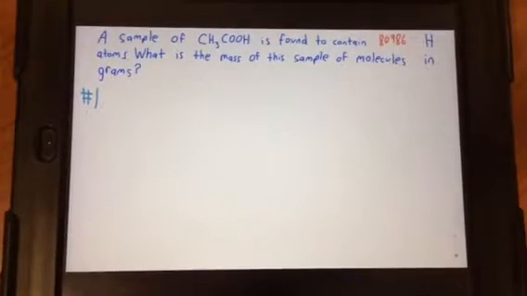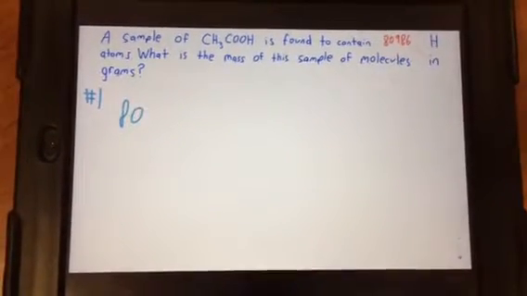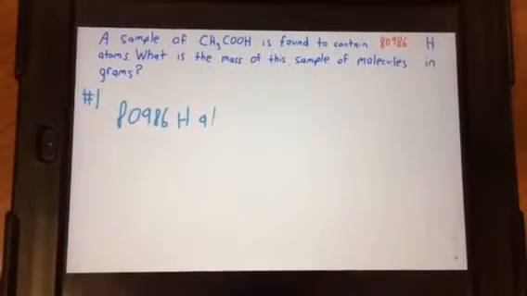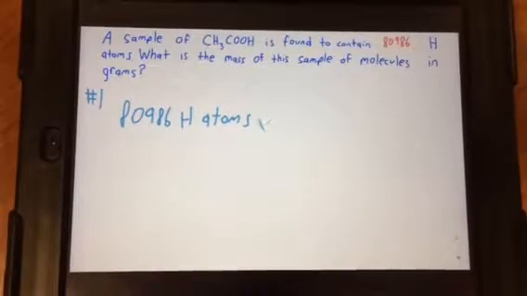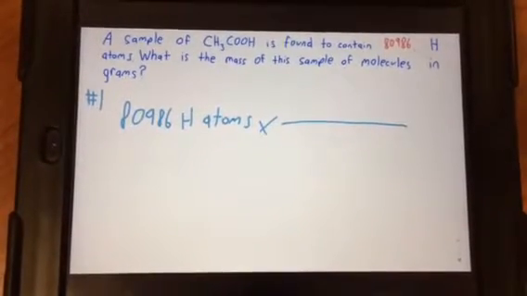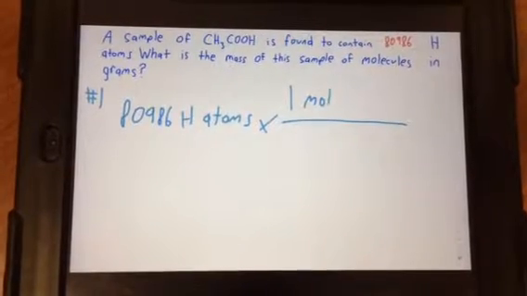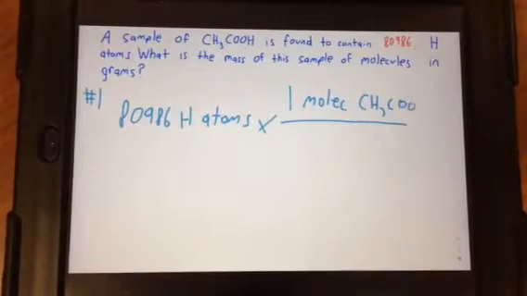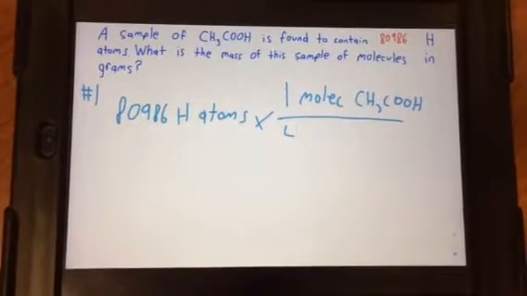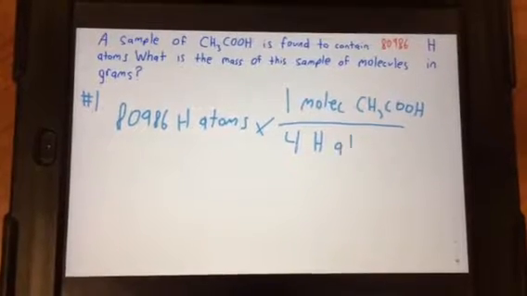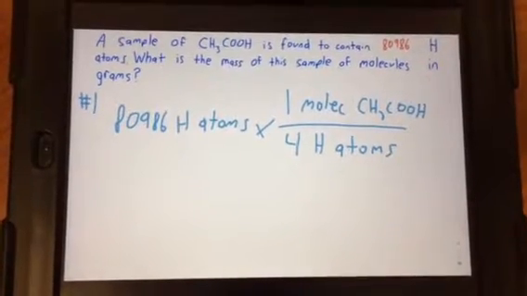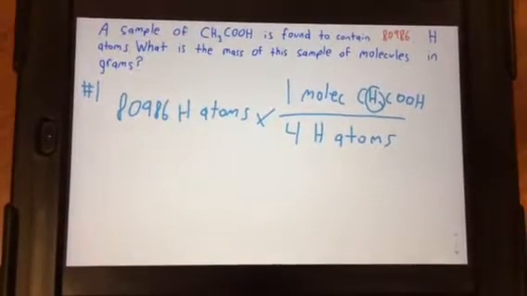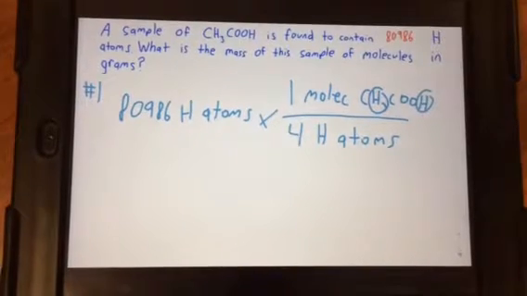Okay, so for step 1, we start with 80,986 hydrogen atoms. And for every one molecule of acetic acid, there are 4 hydrogen atoms. And a common mistake might be saying there are only 3 hydrogen atoms because of this H3 right here, but you also have to count the one at the end, so there are 4 hydrogen atoms in total.